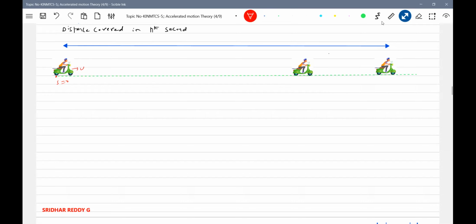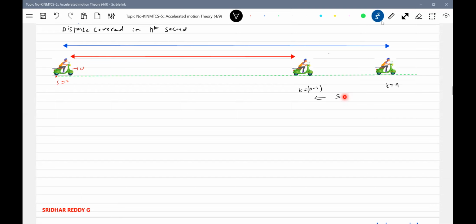Okay, now we'll take the distance covered by this person for n minus 1 second. So what is the time? This will be n seconds, t equal to n, I'll write it. This t will be n minus 1 second. So this is the distance covered for the nth second. Sn, I'll write it, this will indicate symbol Sn, and S(n minus 1), or Sn dash, I'll write it.